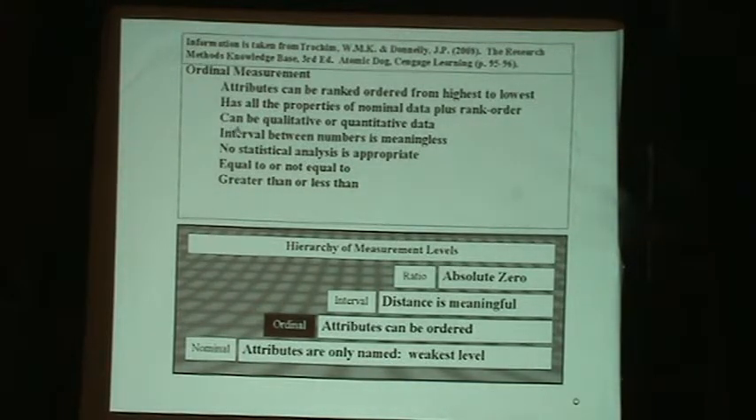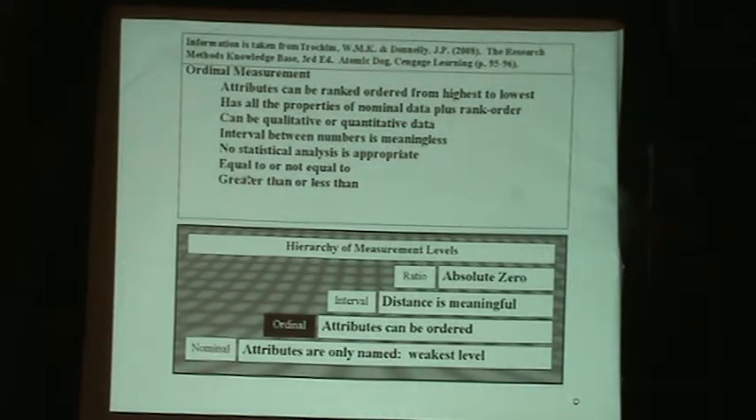Ordinal data can be qualitative or it can be quantitative data. The interval between numbers in the ordinal system is meaningless. You might finish first in a race and I might finish second. Well, I might finish an hour after you, even though I was second, or I might finish 1/100th of a second after you. So the distance between numbers in the ordinal system is meaningless. There's no appropriate statistical analysis.